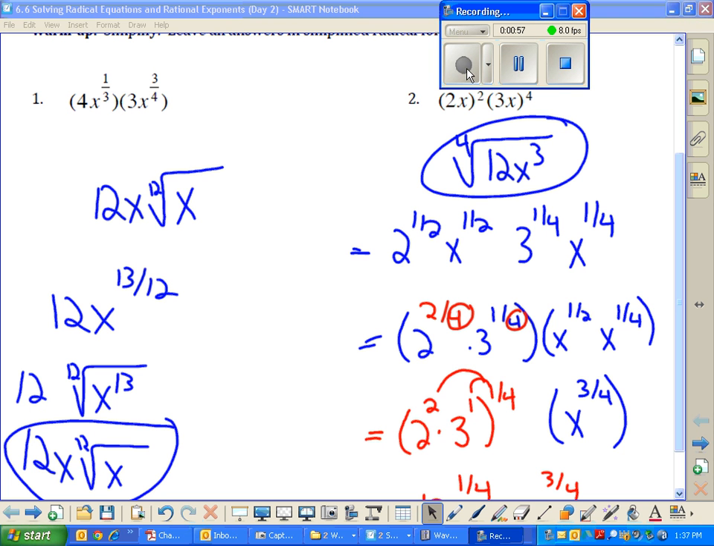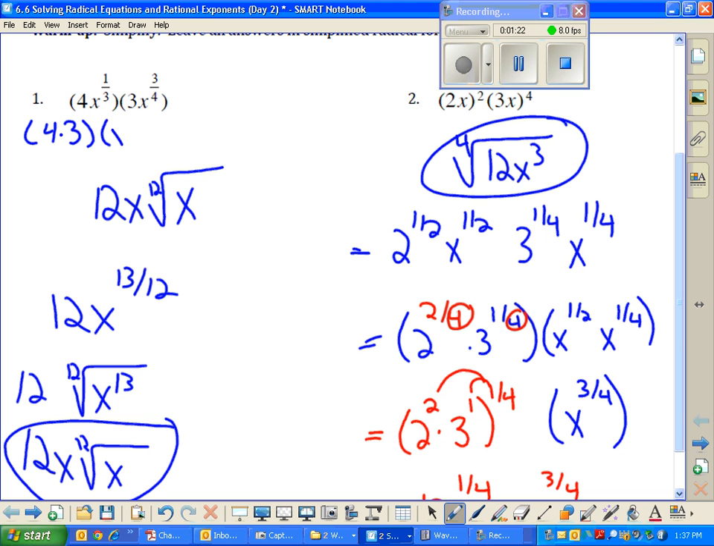So you had to add the exponents together, Kristen. So 1/3 plus 3/4. The common denominator is 12. If you need to do a middle step for this problem, I understand, like if you need to rearrange this. That's not a bad thing.